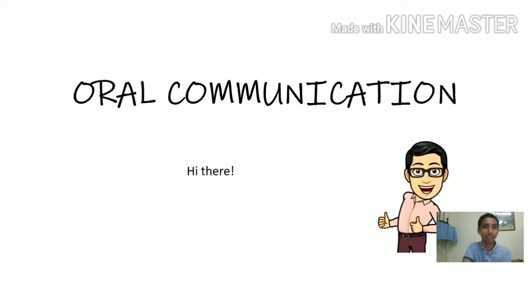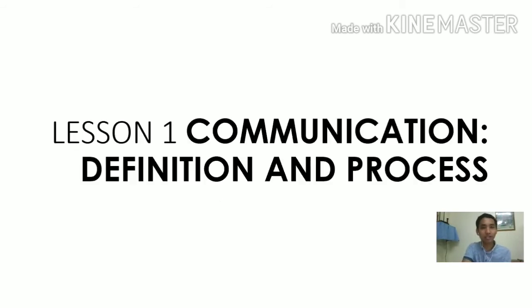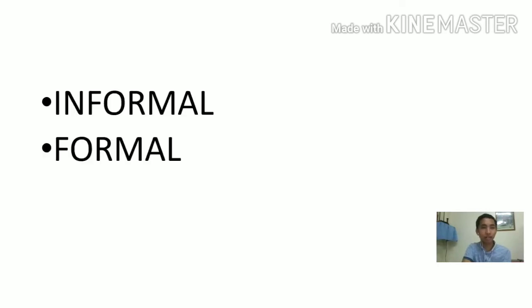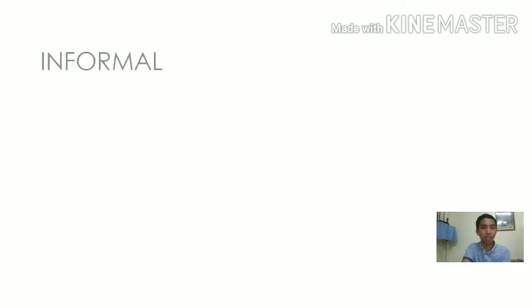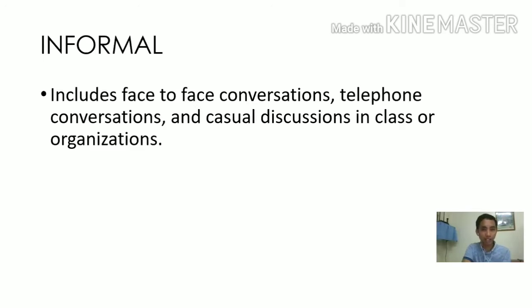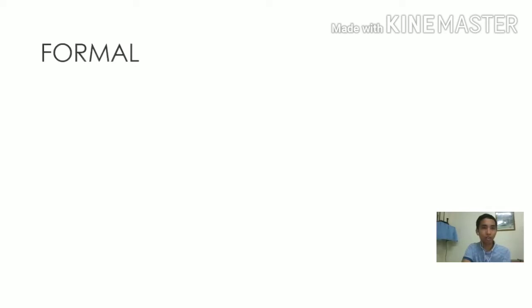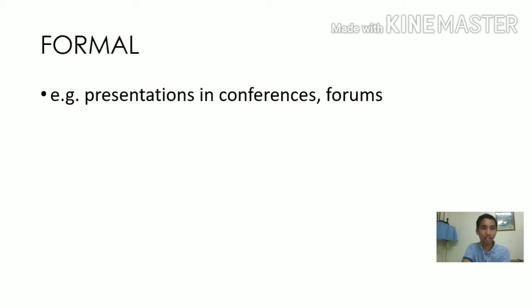So with our lesson 1, communication definition and process, we need to include informal versus formal. These are the two types of oral communication. Informal includes face-to-face conversations, telephone conversations, and casual discussions in class or organizations. While formal, we have example presentations in conferences, forums, business meetings, class lectures, and delivering a speech, sermon, or talk.